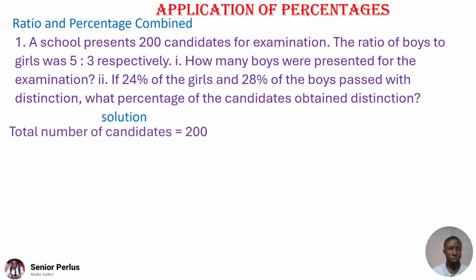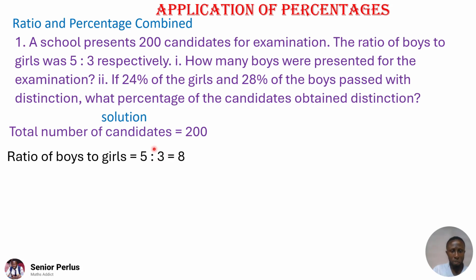So now, the total number of candidates was 200, and we're given a ratio of 5:3. Now, they want the percentage of candidates who obtained distinction. The ratio of the boys to the girls is 5:3. So the 5 is for the boys and the 3 is for the girls, right?